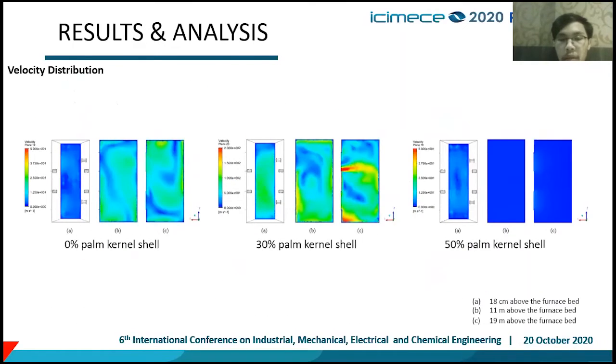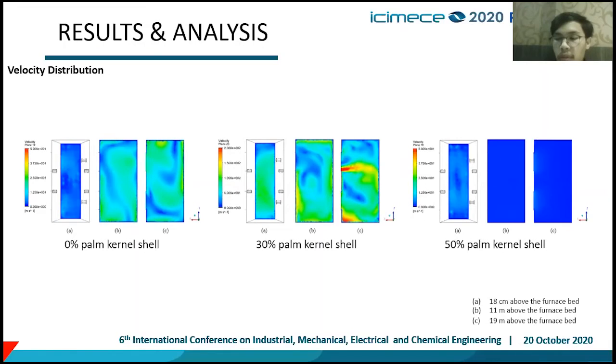The next is velocity distribution. Actually, we got several data starting from 0, 5, 10, 15 until 50% palm kernel shells. And we got 3 points: 18 centimeters above the furnace bed, 11 meters above the furnace bed, and the last one, 19 meters above the furnace bed. So based on the figures, we can conclude that when biomass is added, the velocity profile doesn't change much in the z-axis direction.